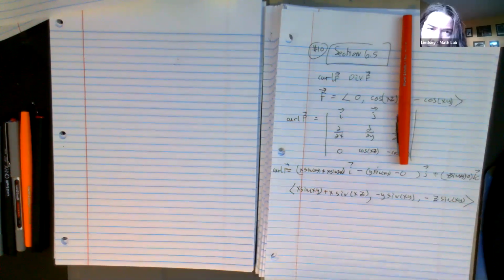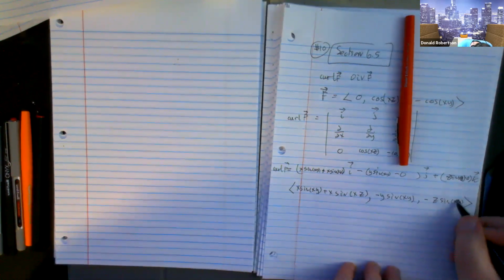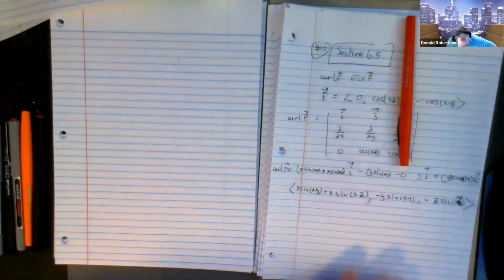I think it's got to be sine of xz on the last one. Is it xz? Oh, you're right. It's a z. But apart from that, it's still the right one. So apart from that, we're good.